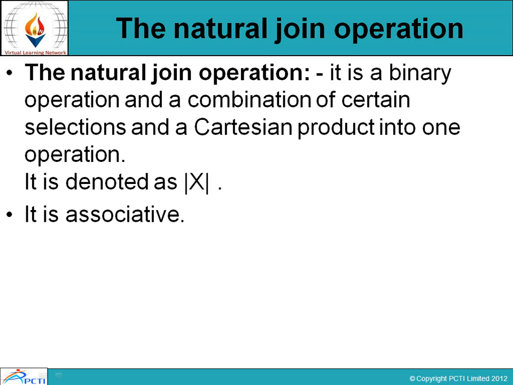Now after that there is the natural join operation. Natural join is basically a binary operation because it requires more than one relation, as a combination of Cartesian product and selection into one operation. It is denoted by this symbol, and it is also associative because it sees the values of the Cartesian product that should match, and according to that it extracts the data.